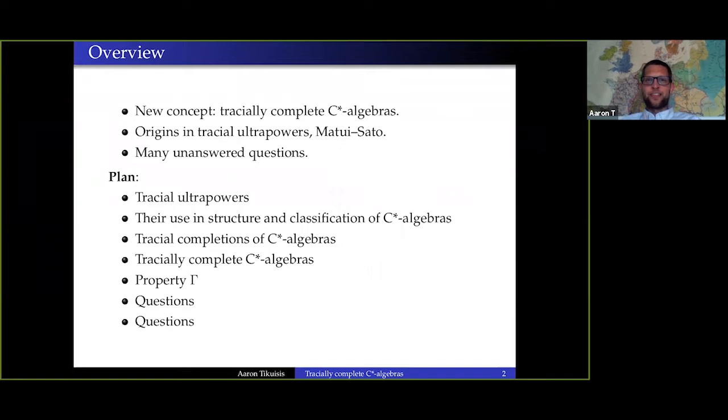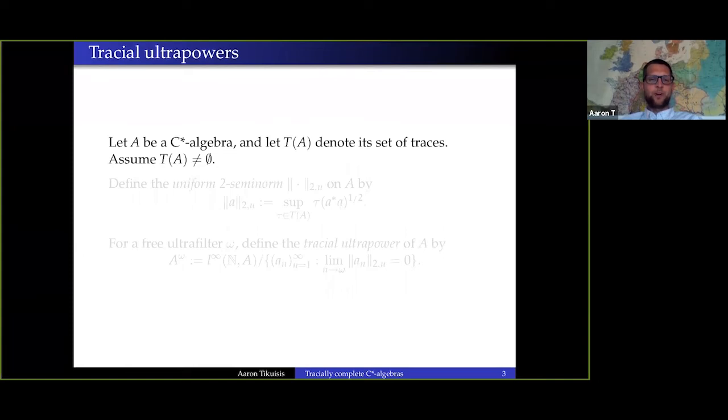I tend to forget the proper definition of a Choquet simplex, and for me, the definition of a Choquet simplex is the trace space of a C-star algebra. So I come at this from a different perspective, but we'll see some commonalities in the things that I talk about. Okay, so I'm going to talk about tracial ultrapowers.